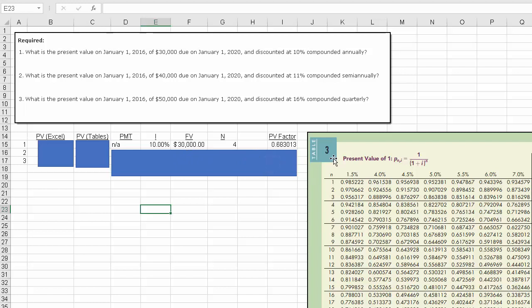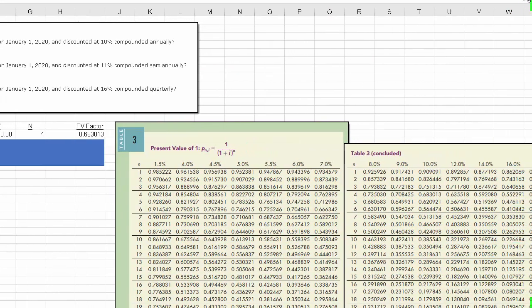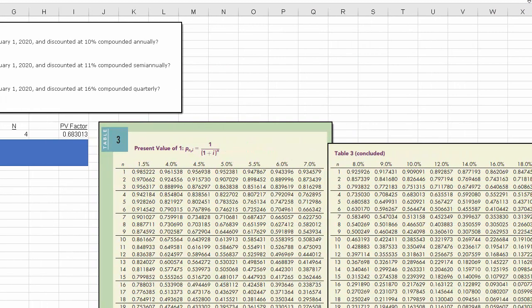So we go over to our present value table and we're going to look for where n is equal to 4 and where the interest rate is 10%. I've got to move this over for you to see that. Let me do that now. If I slide this over here, we now see 10%, 4 gets us where it crosses 10%, and n equals 4 is 0.683013. So I put that right there.